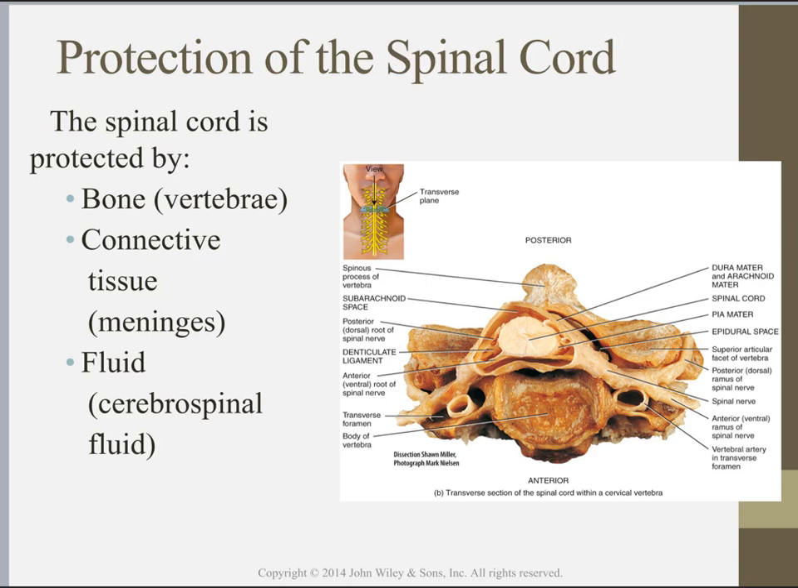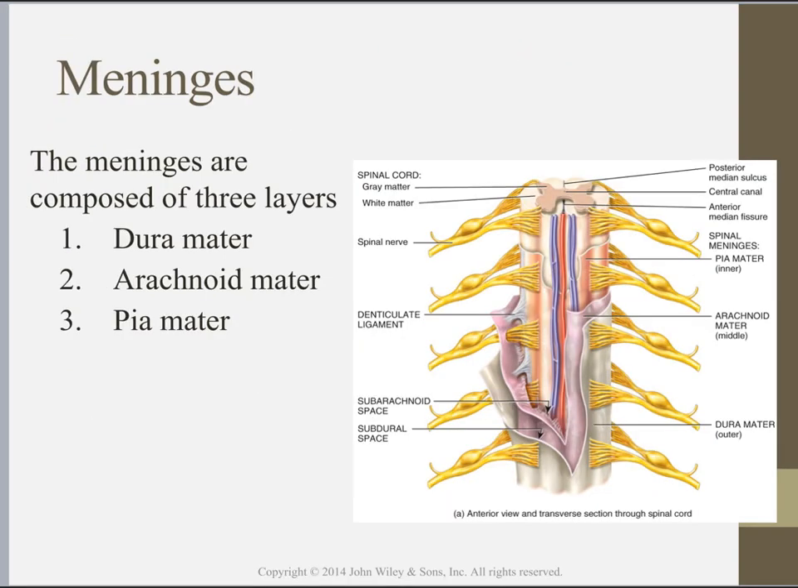The second protection that we get is from connective tissue. Now these connective tissues are called meninges, and a little later on in this lecture we're going to discuss those three different connective tissue layers and the associated spaces. Now, in one of those spaces, we find this cerebral spinal fluid, the fluid that's going to help cushion and nourish that spinal cord.